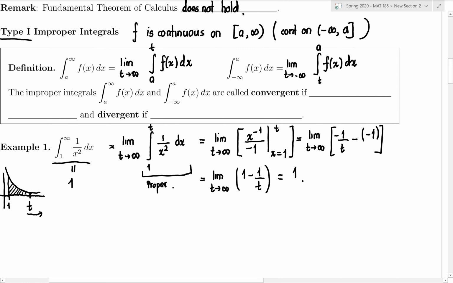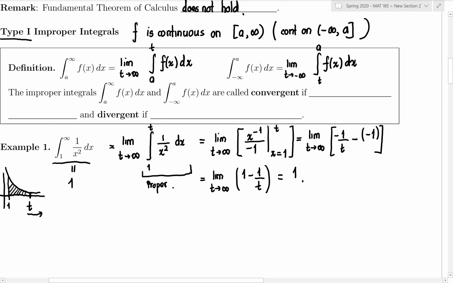All right, so if we have a type 1 improper integral, which means we are integrating a continuous function on an infinite interval, we're going to turn it into a limit. Once we have a limit, we can compute the integral, because since it's continuous and finite valued, we can use the fundamental theorem of calculus, and whatever integral we get, we're going to take the relevant limit.